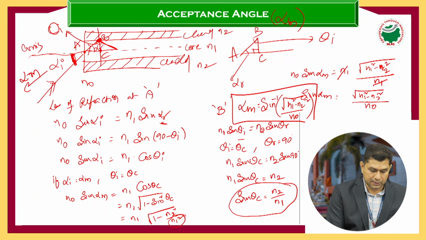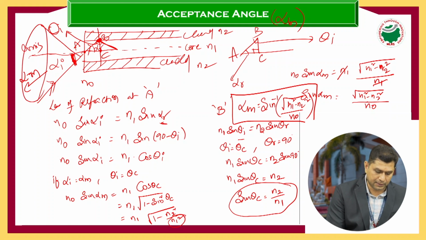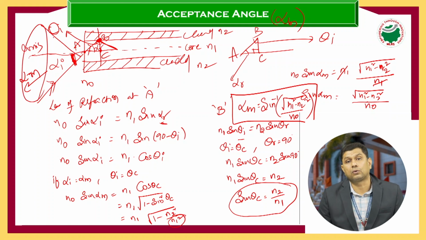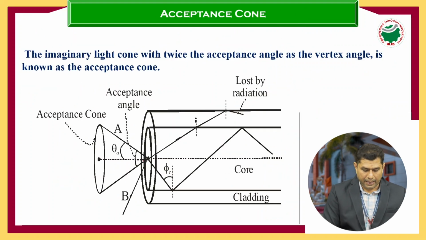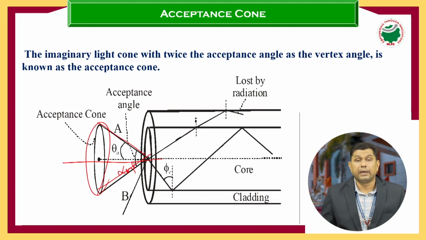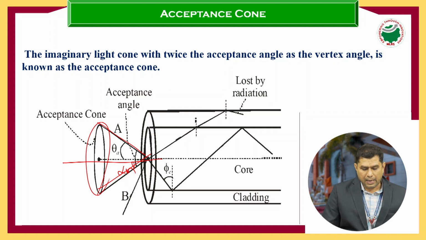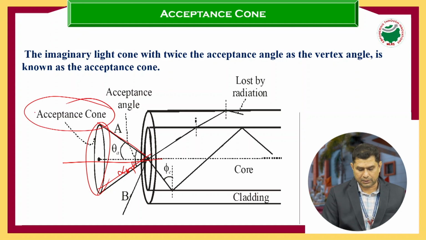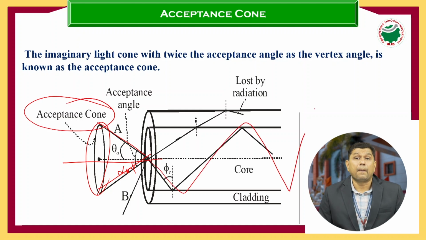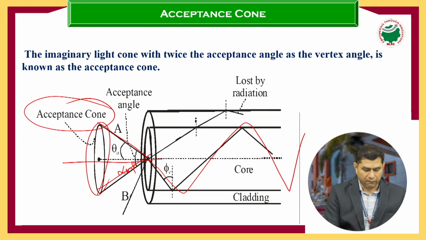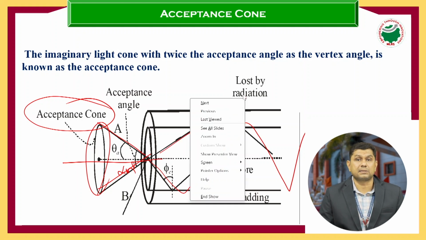If you rotate this acceptance angle about the fiber axis, what happens? It defines a cone. That cone is called the acceptance cone. See, this is the acceptance angle. We are rotating this acceptance angle about the fiber axis. It defines a cone. This cone is called the acceptance cone. Whatever signal is incident within this acceptance cone can pass through the fiber with multiple total internal reflections. If the signal does not fall in this acceptance cone, it will be lost. Simply, it won't reach the other end.